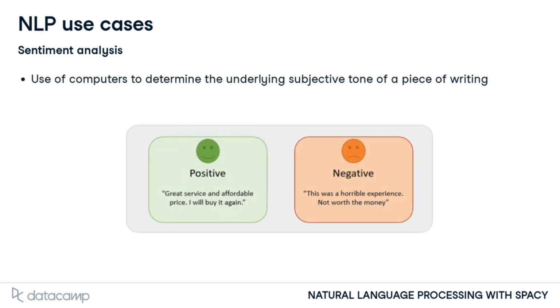Sentiment analysis is the use of computers to interpret the underlying subjective tone of a piece of text and categorize it into positive, neutral, or negative classes. For example, a review about great service and affordable price is classified with a positive sentiment, while a review of a horrible experience is categorized with a negative sentiment.